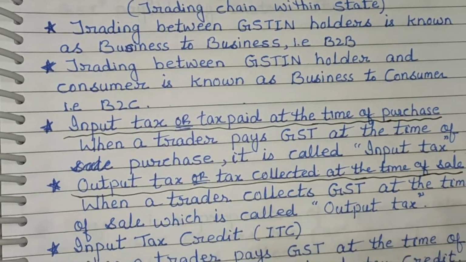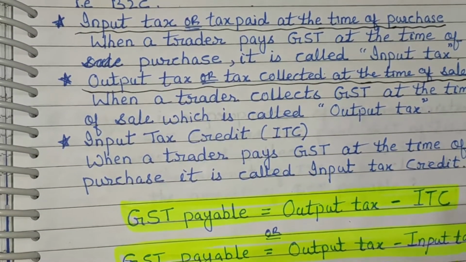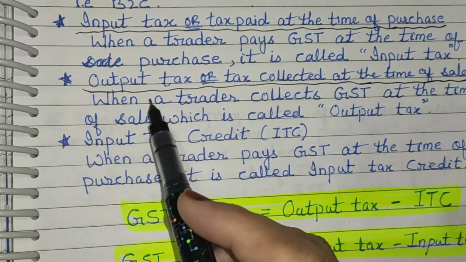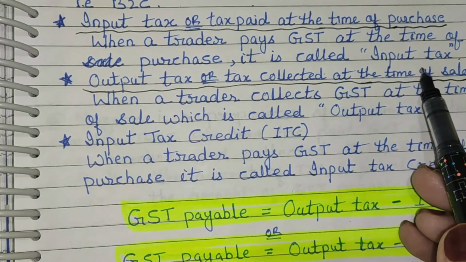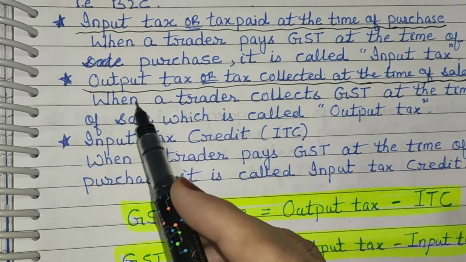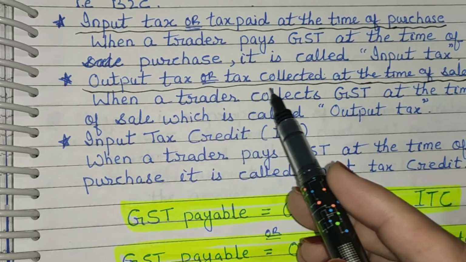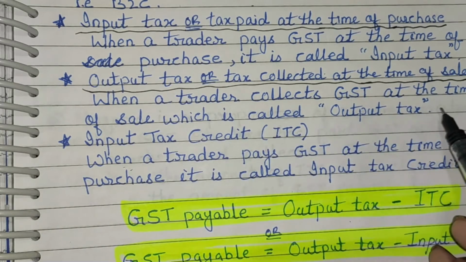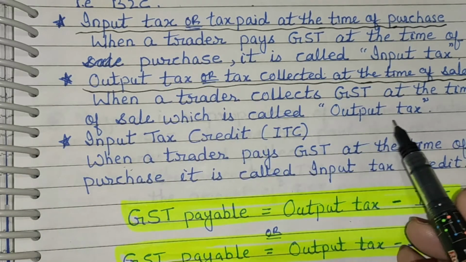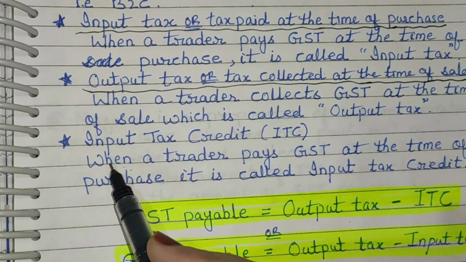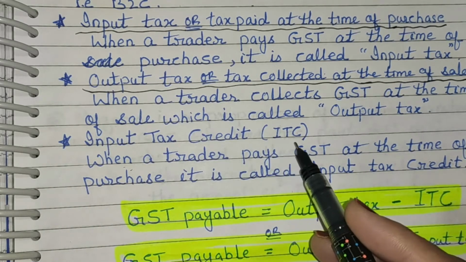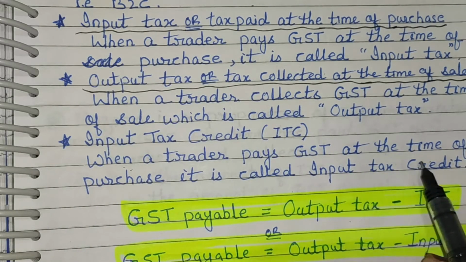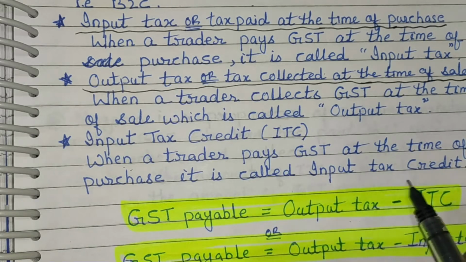Now the next one is input tax, or tax paid at the time of purchase. When a trader pays GST at the time of purchase, it is called input tax. Next, output tax, or it is tax collected at the time of sale. When a trader collects GST at the time of sale, which is called output tax. Now, input tax credit. What is ITC? Input tax credit. When a trader pays GST at the time of purchase, it is called input tax credit.